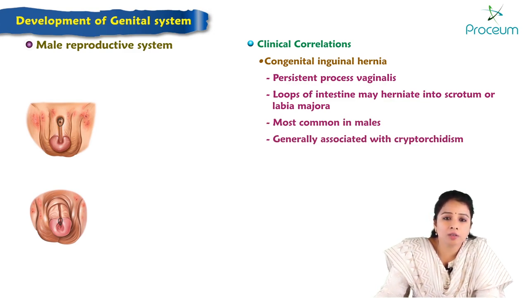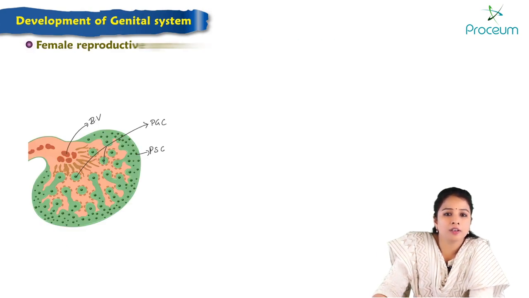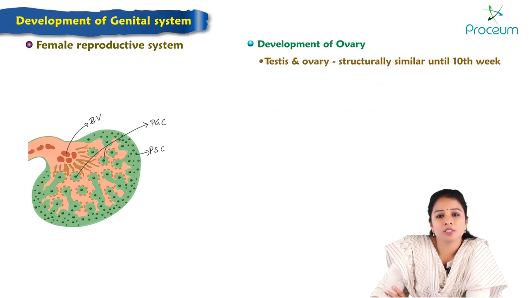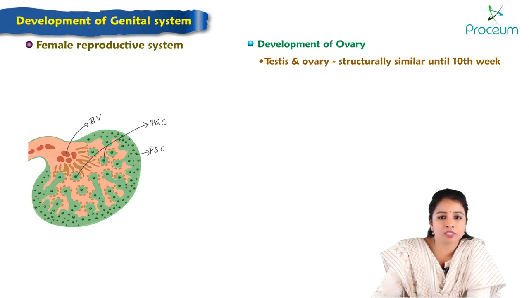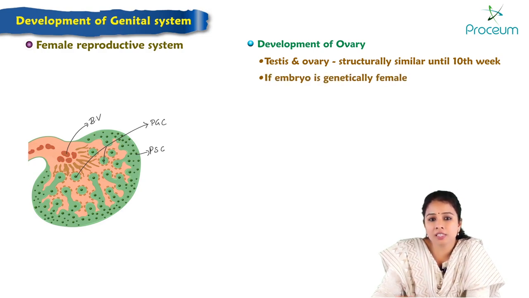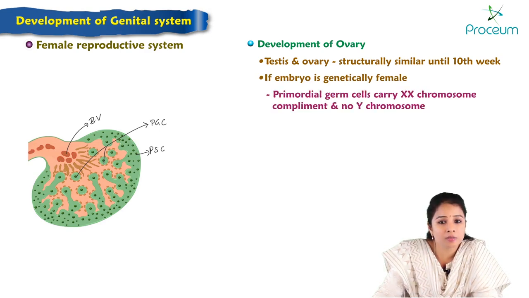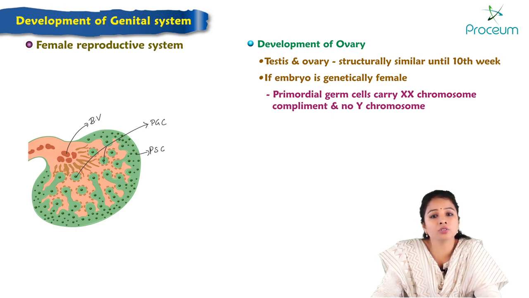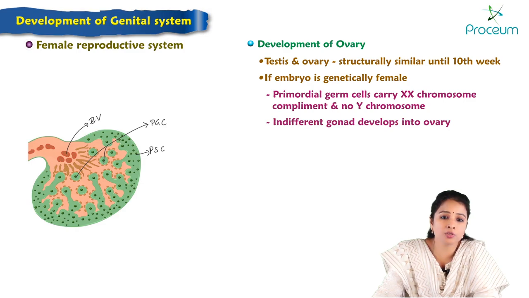So, this completes the development of the male reproductive system. Now let's talk about the development of the female reproductive system, starting with the development of the ovary. The testis and the ovary are structurally similar until the 10th week of gestation. If the embryo is genetically female, that is, the primordial germ cells carry an XX chromosomal complement and there is no Y chromosome, this leads to the development of female gonads. So, the indifferent gonad develops into the ovary.